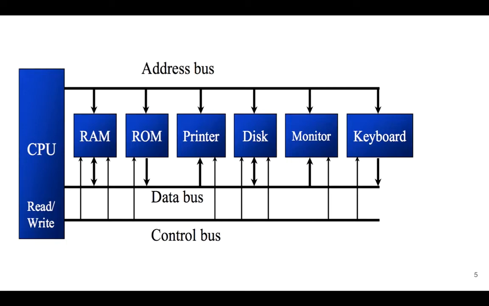To be more specific, the internal organization of computers is like this. The CPU is connected to the address bus, data bus, and control bus. The CPU sends control signals like read signal and write signal to the control bus. Read or write signals are sent to the RAM and to the disk. Read signals are sent to the ROM and keyboard. Write signals are sent to the printer and monitor.